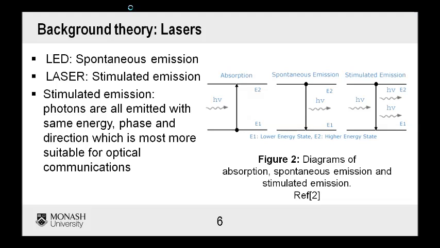A laser uses what's called stimulated emission, where just like spontaneous emission, the electrons are excited up to high energy levels, but what happens is a photon will come by, and that will cause the electron to drop down to the lower energy level, and the photon that gets produced as a result of the electron falling down is basically a copy of the original photon, so it will have the exact same energy, the exact same phase and direction, which is much more suitable for optical communications.